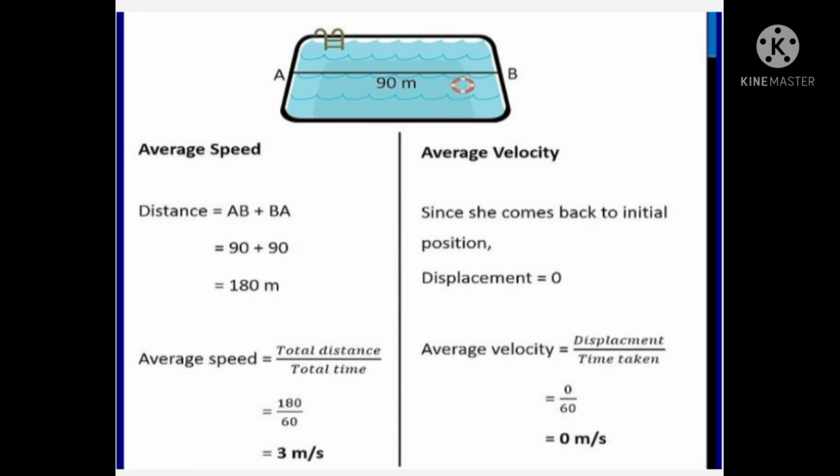So what is average velocity here? That is equal to displacement by total time taken. Here the displacement is 0. What is the reason? Here the initial and final positions meet. So what is our answer of average velocity? 0 by 60, that is equal to 0 meter per second.